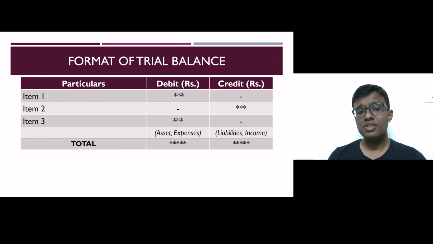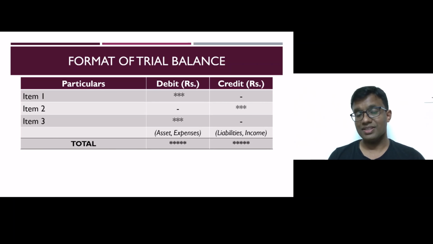What you're seeing here on the screen is the format of a trial balance. The trial balance has 3 columns in total: particulars, debit, credit. Particulars reflects the names of the accounts which are recorded. Debit column is used to reflect the debit balances. Credit column is used to reflect the credit balances. A thumb rule that we have to remember over here is assets and expenses usually have debit balances, and these are recorded into the debit column. Liabilities and incomes usually have credit balances, and these are reflected into the credit column.